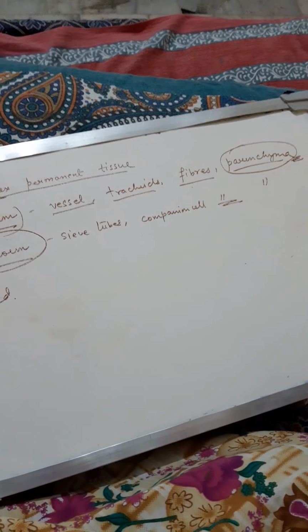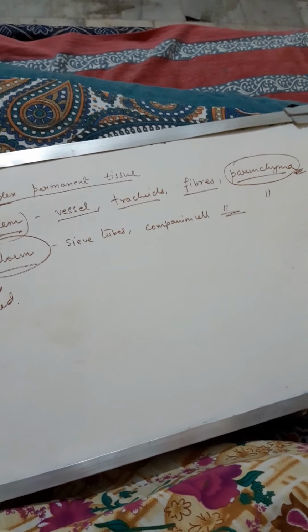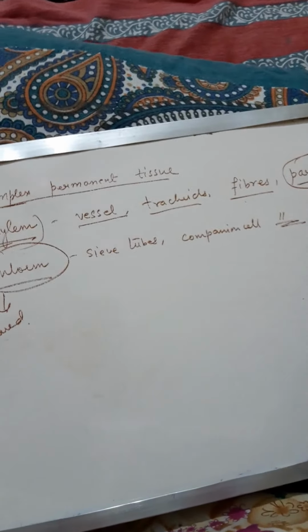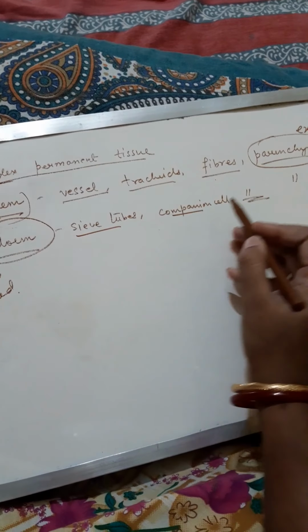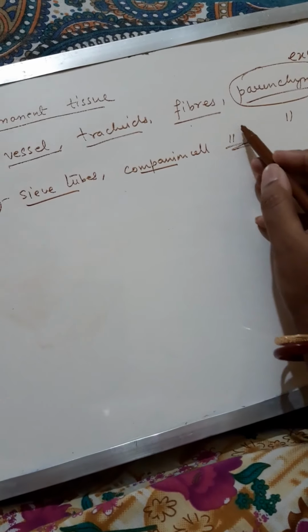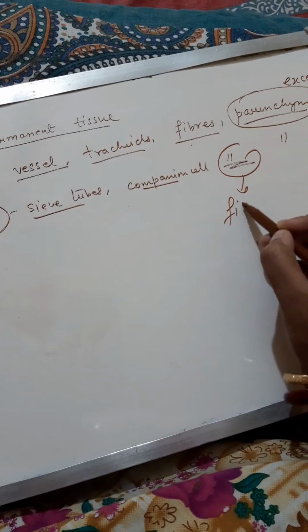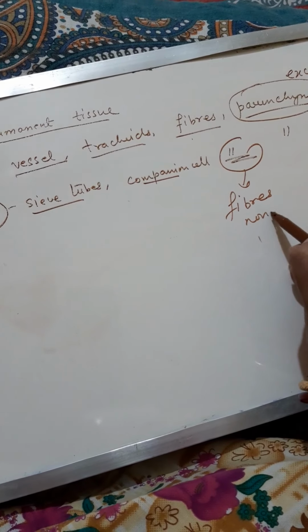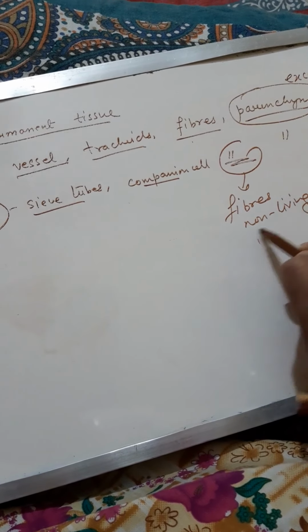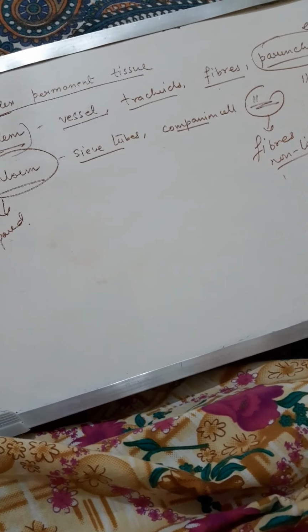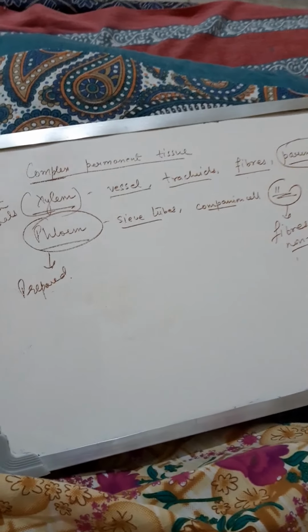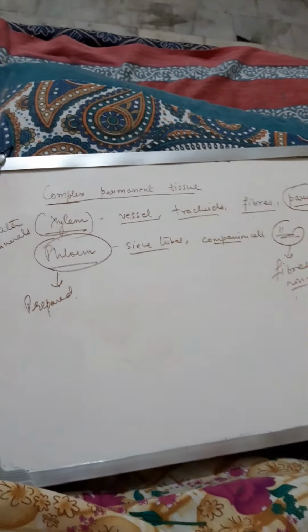The difference between these two is, as I told you, xylem has all dead cells except the parenchyma. Similarly, phloem has all living cells except the fibers. Fibers are the only non-living cells present in the complex permanent tissue, right? So they are responsible for carrying the things, whether it is raw materials or prepared food, to all parts.